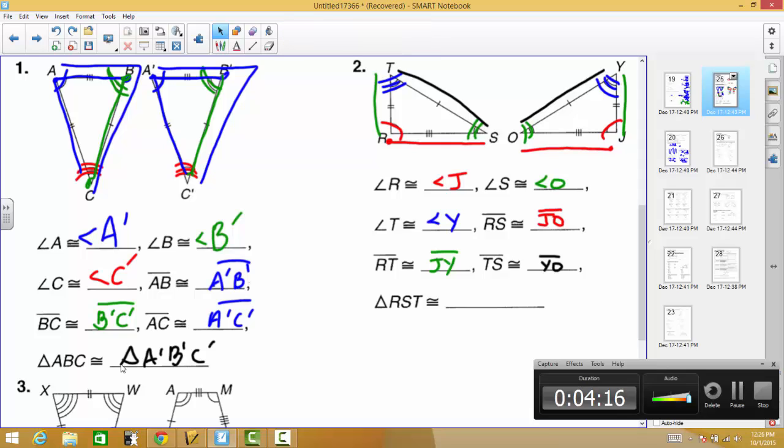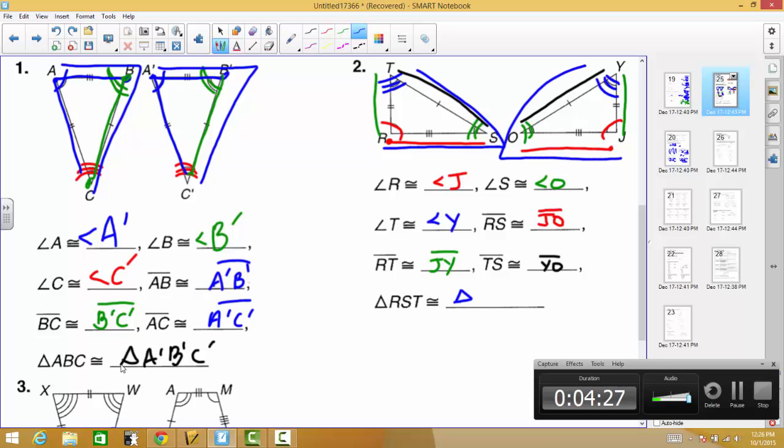And then triangle RST. So I'm going the red line, then the black line, has to be the same as triangle JOY. I really wish I could take credit for making this up. Isn't that beautiful?